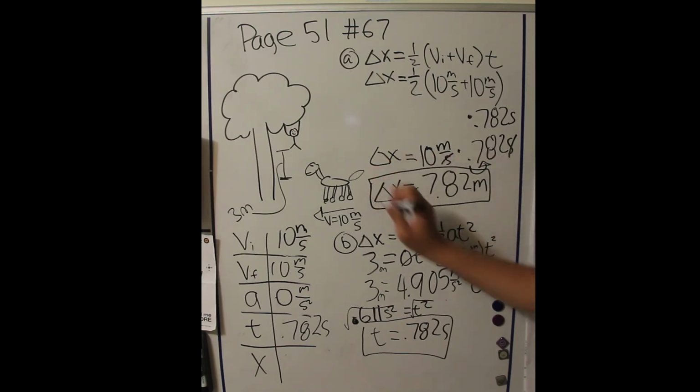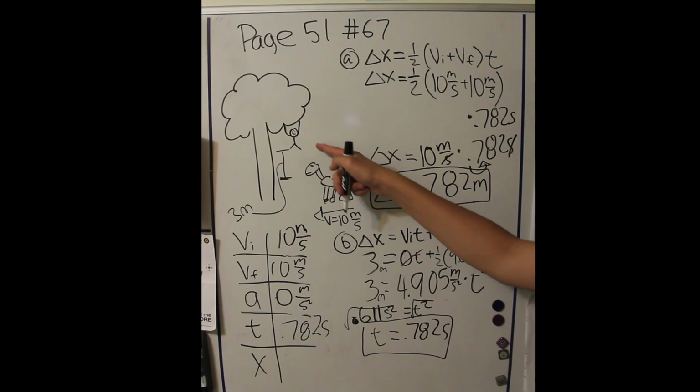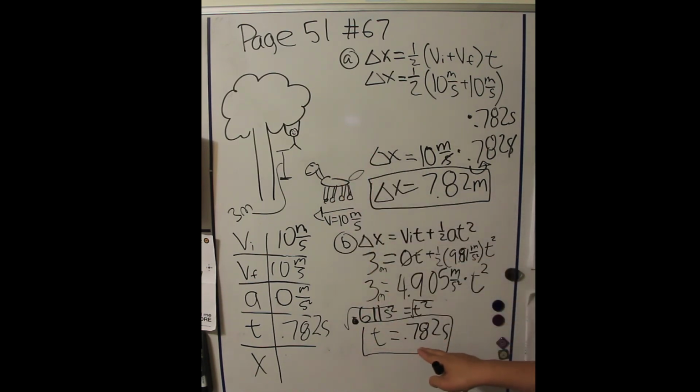So for answer 67A, the horse needs to start at a distance of 7.82 meters behind, so when the stuntman drops from the tree, he will land right on the horse in 0.782 seconds, which is the answer for problem B.